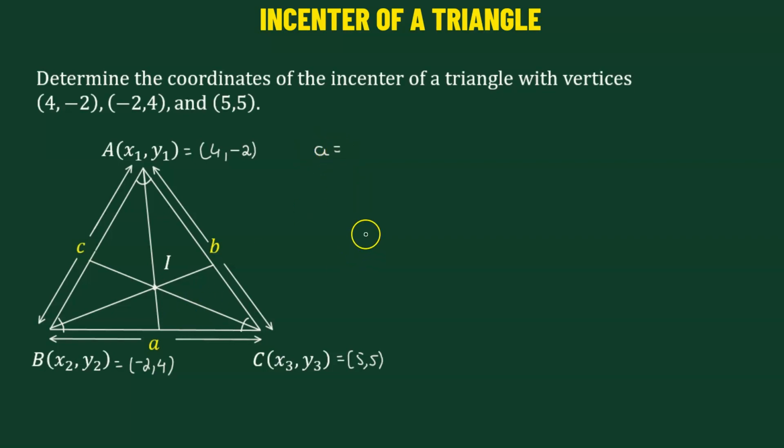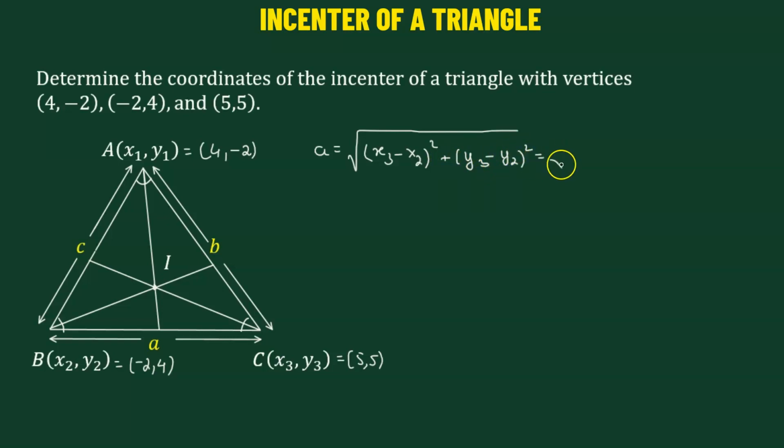So let's begin by first computing the value of the length a. To do that, we use the distance formula where we take the square root. Underneath the square root, we need the difference of the x coordinates. So we'll do x3 minus x2, square it and then add it to the difference of the y coordinates. So that's going to be y3 minus y2 whole squared.